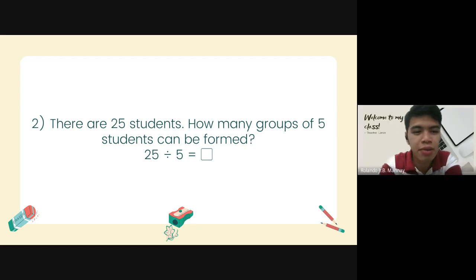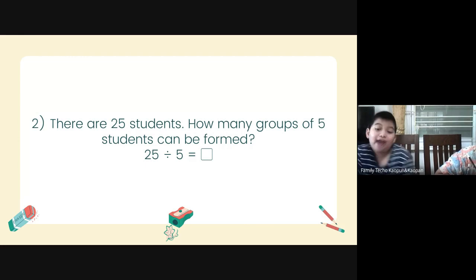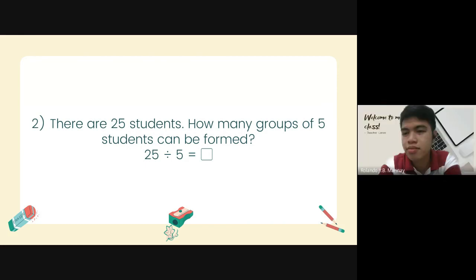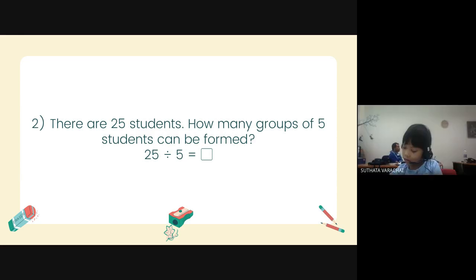Okay, number 2. Very good. There are 25 students. How many groups of 5 students can be formed? So we have here 25. Quiet first. Listen first to teacher before answering. Page 144. 25 divided by 5 equals 5.